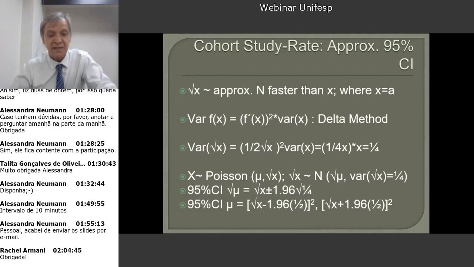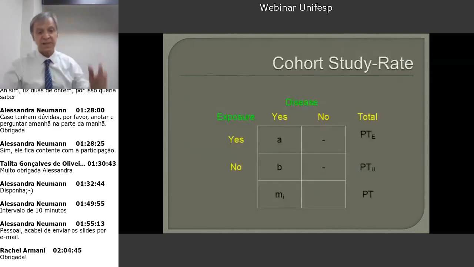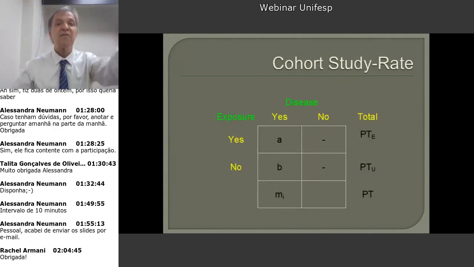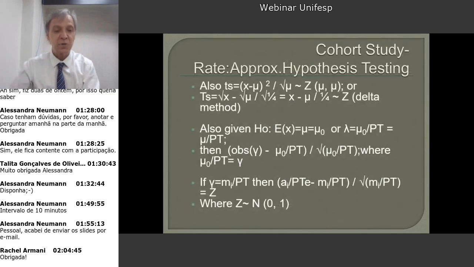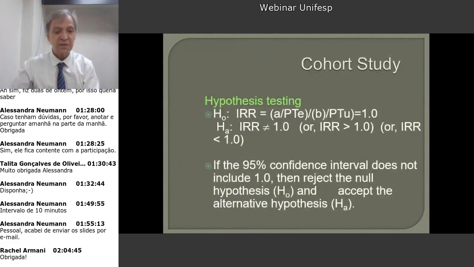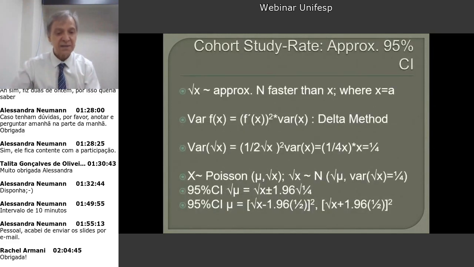So that is your formula for the confidence interval. Basically saying square root of X, let's say A is 5 people with cancer out of 300 person-time, total person-time, okay? So once you got that, X is 5, so the square root of 5 plus or minus 1.96 square root of 1/4. See how it's a simplification? It's based on the delta method.